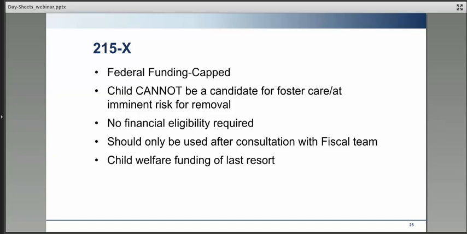And the reason that I say that it's sort of the Family Feud X or X doesn't mark the spot is it's really the child welfare funding of last resort. And the reason for that is, as you've already seen, child welfare has a number of funding pots available to them, and we're not even through all of them yet.